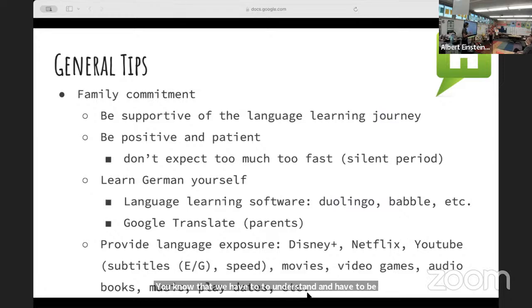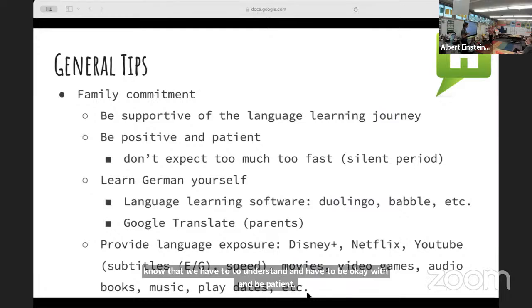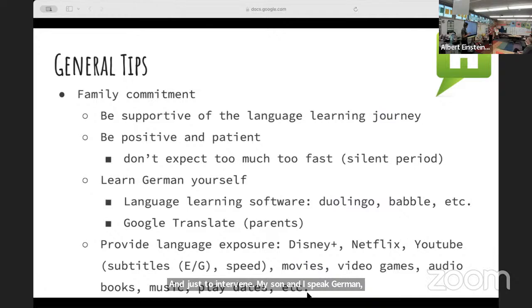And just to intervene, my son and I speak German at home all the time, and he chose for 3 years not to respond.